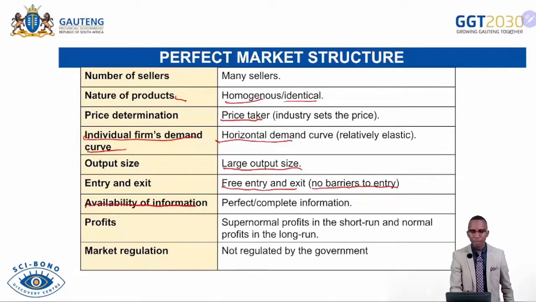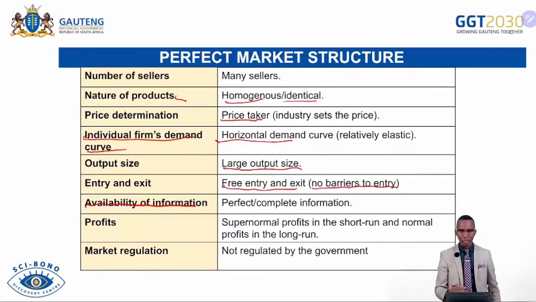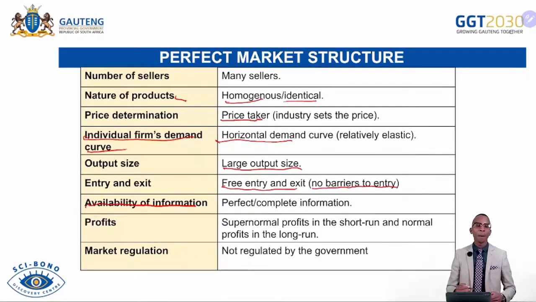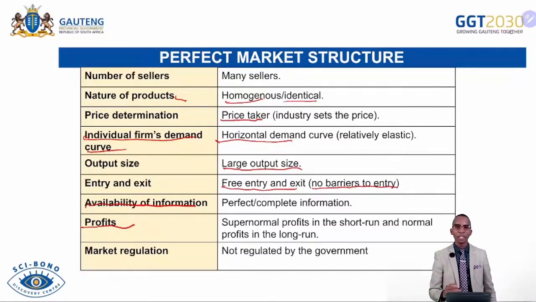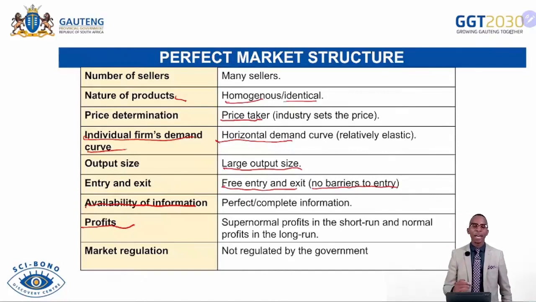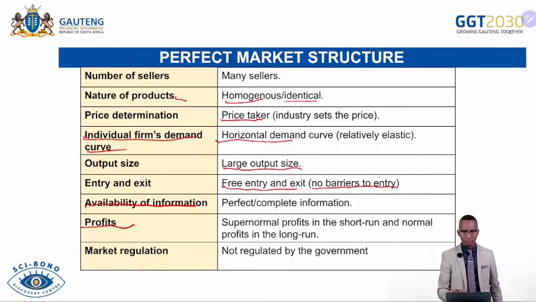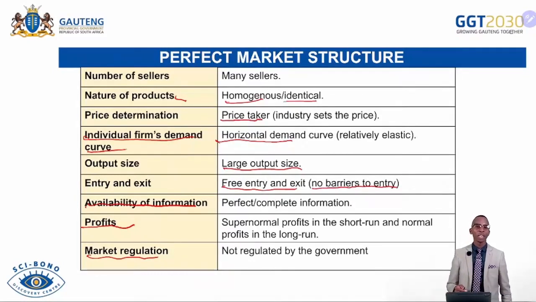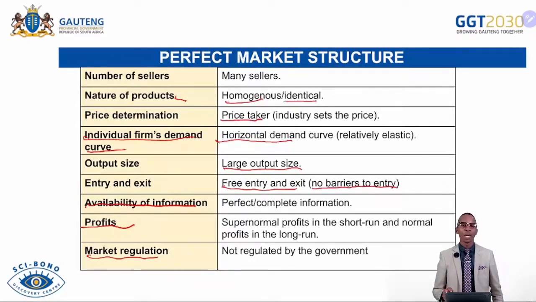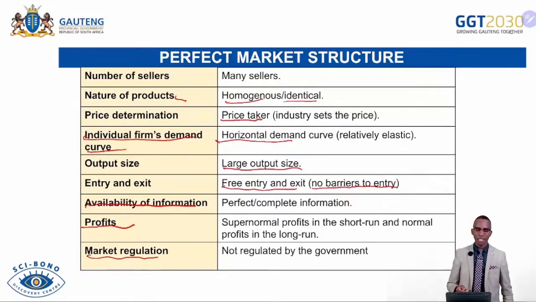Availability of information. Information is so complete and so perfect to the point that both consumers and producers have adequate information about market conditions. The profits. Firms enjoy supernormal profit in the short run and normal profits in the long run as new firms keep on entering the market, which leads to existing firms losing their consumers or market share to new entrants. Market regulation. The market is not regulated by the government. Government does not interfere or intervene to determine what to produce, how to produce, and for whom, also how much would be the selling price.